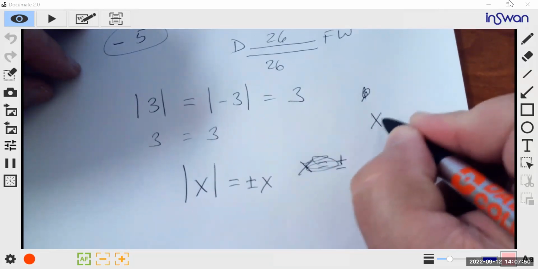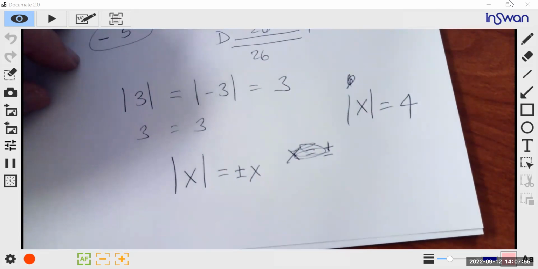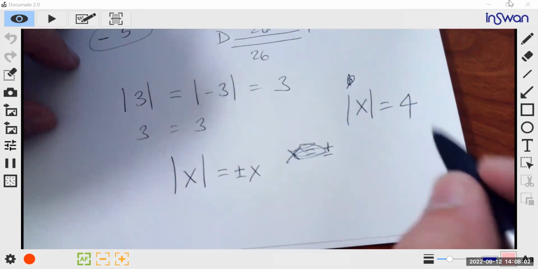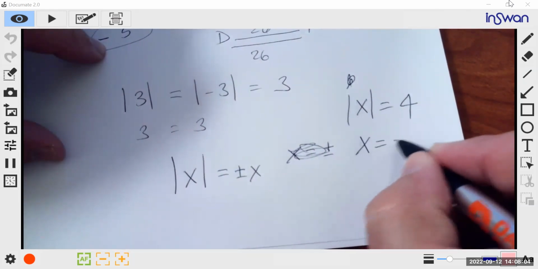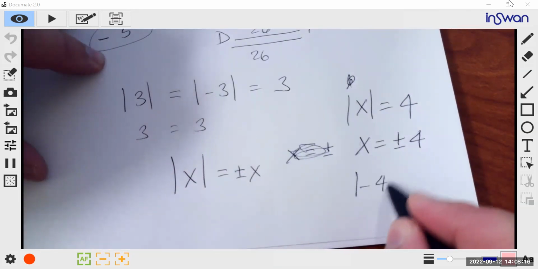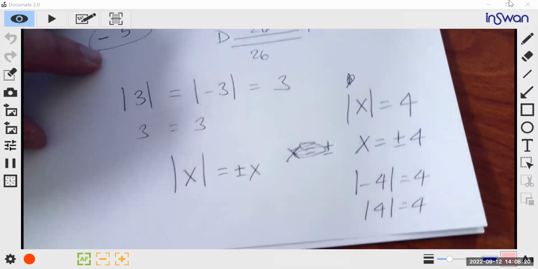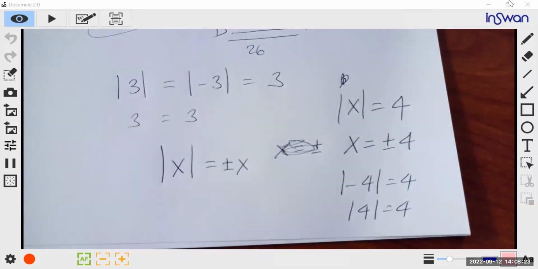Now, absolute value of X equals 4. What can X be in this answer? If I drop the absolute values, I get plus or minus 4. Absolute value of -4 is what? Absolute value of 4 is the same thing, because remember, absolute value is a distance.